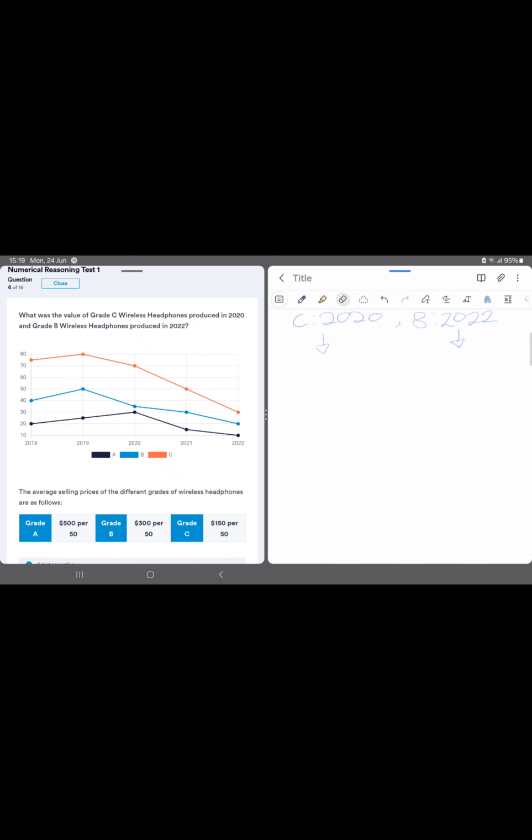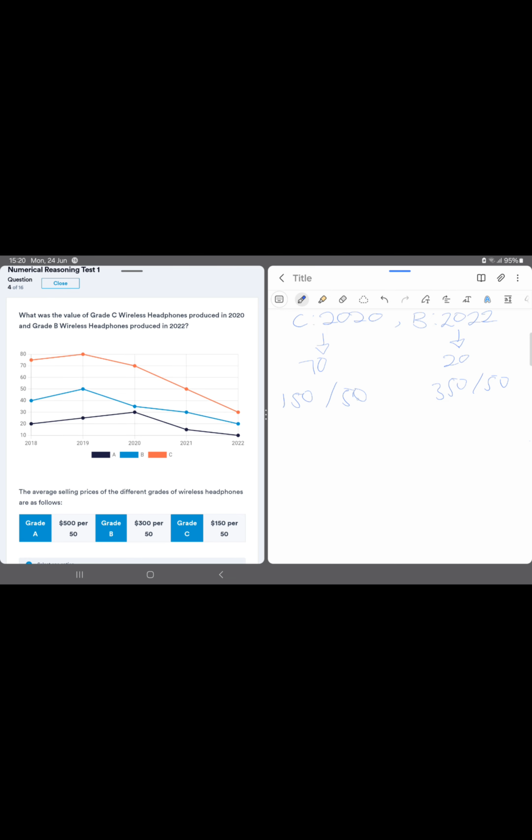The next question says, what was the value of grade C wireless headphones produced in 2020 and grade B wireless headphones produced in 2022? So for C, we are looking at 2020, and for B, we are looking at 2022. In 2020, for grade C, the quantity was 70, and the quantity for B in 2022 was 20. Then we know that for grade C, average price is 150 per 50, and for B the price is 350 per 50.